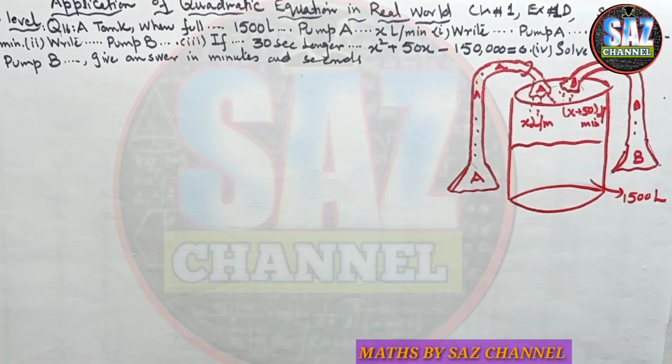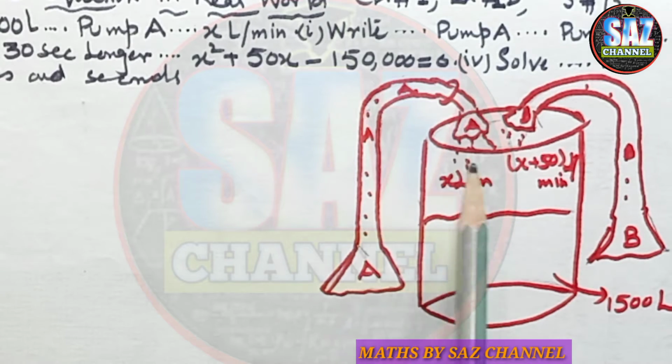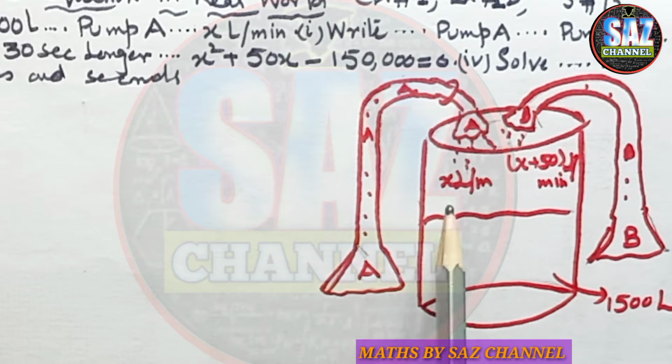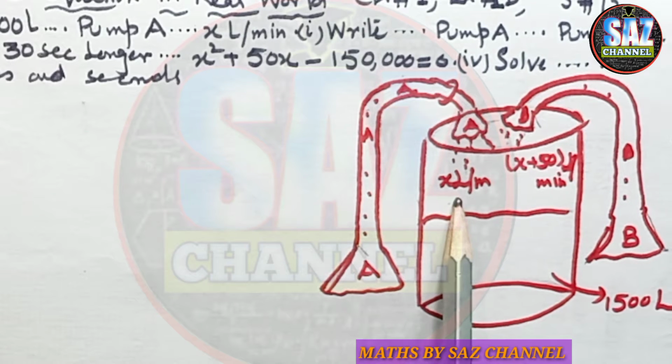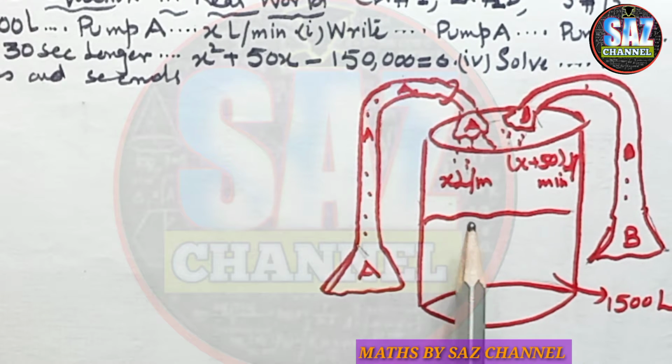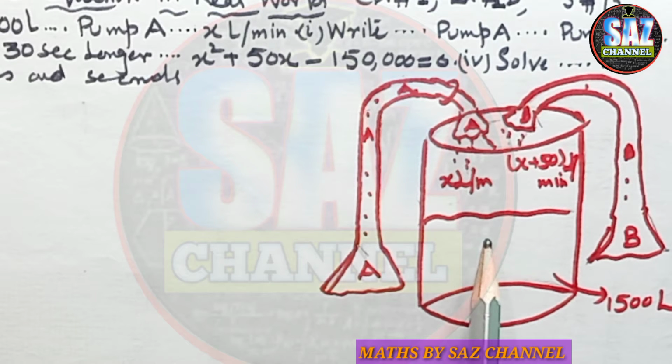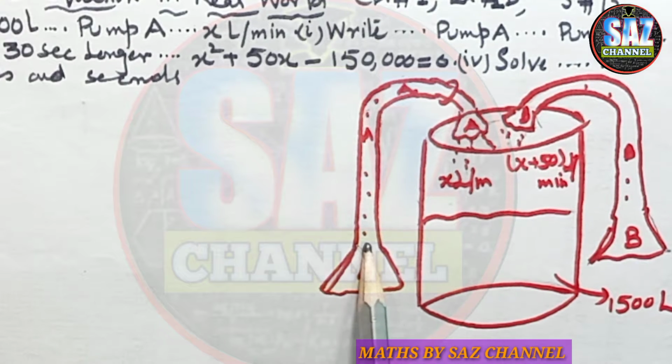Question says, a tank when full holds 1500 liters of water. Pump A can fill the water into the tank at the rate of X liters per minute. First part of the question is write down an expression in terms of X for the number of minutes taken by pump A to fill the tank.